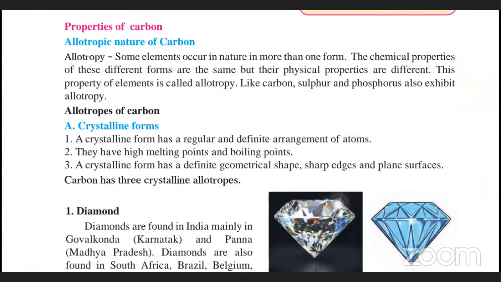Coal and diamond, and also graphite, and also several other compounds are there. These all are forms of carbon. One carbon is able to exist in different forms. This property is known as allotropy, and these forms are known as allotropes of carbon. Understood?